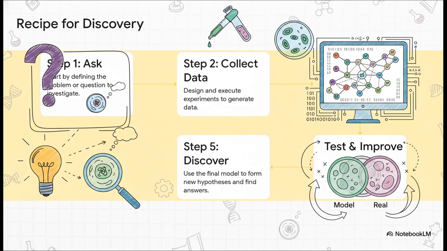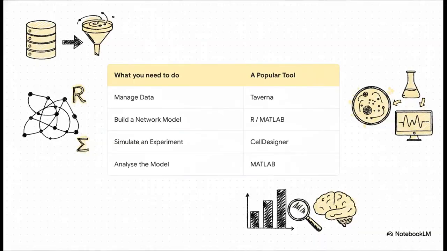Step 4. You test your computer model to make sure it acts just like a real cell. And finally, Step 5. You use your perfect model to find the answer to your big question. Simple, isn't it? And the best part is, you don't have to build all this from scratch.